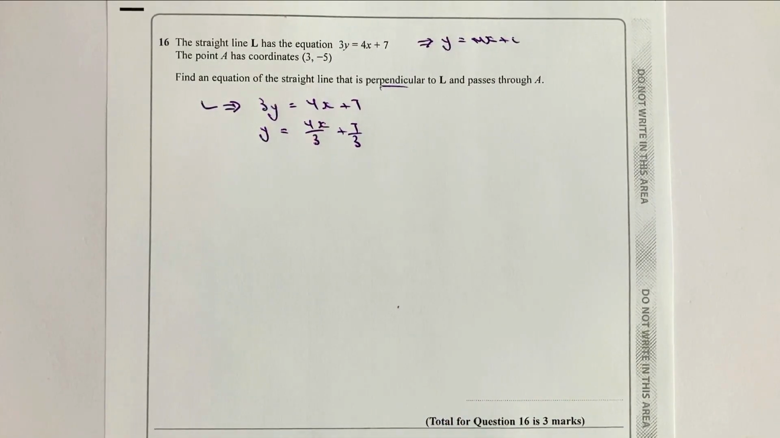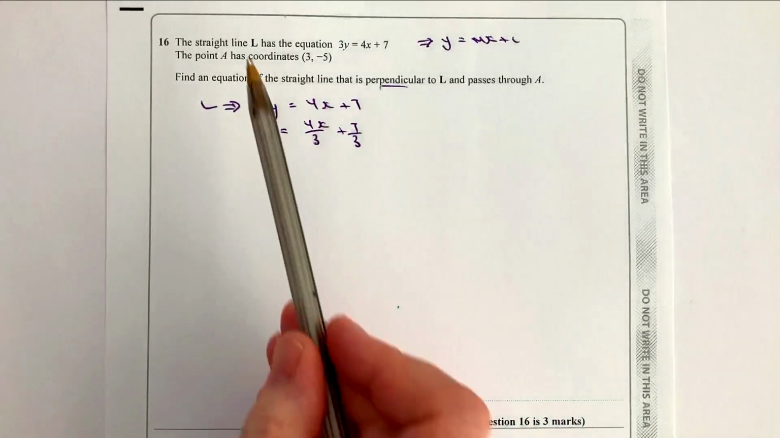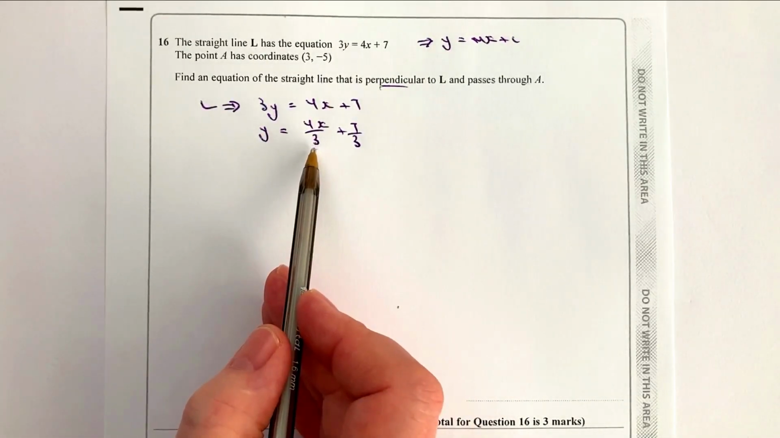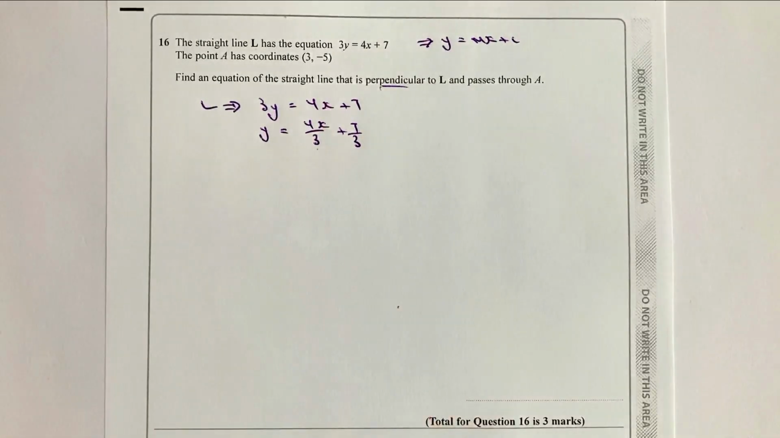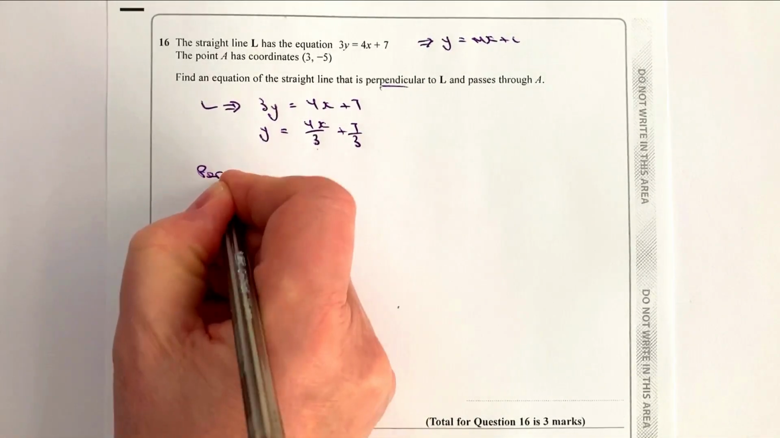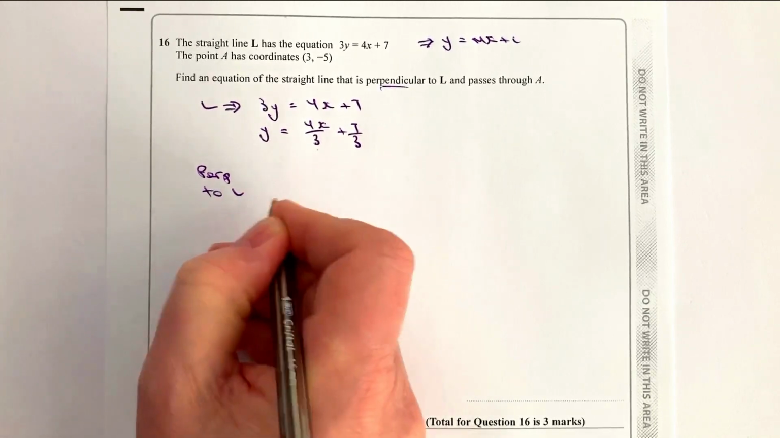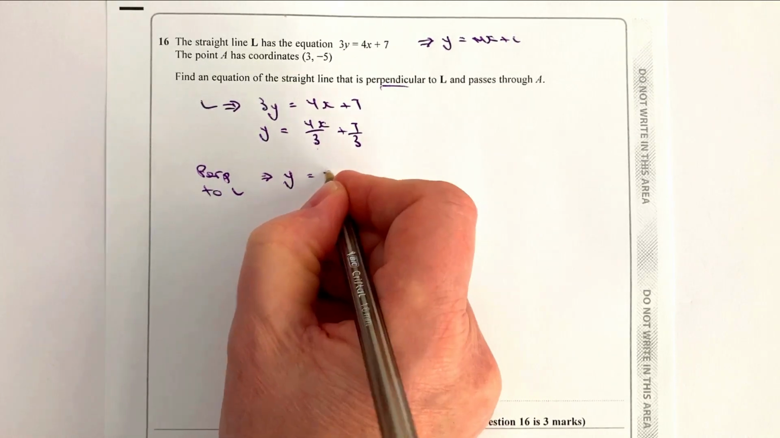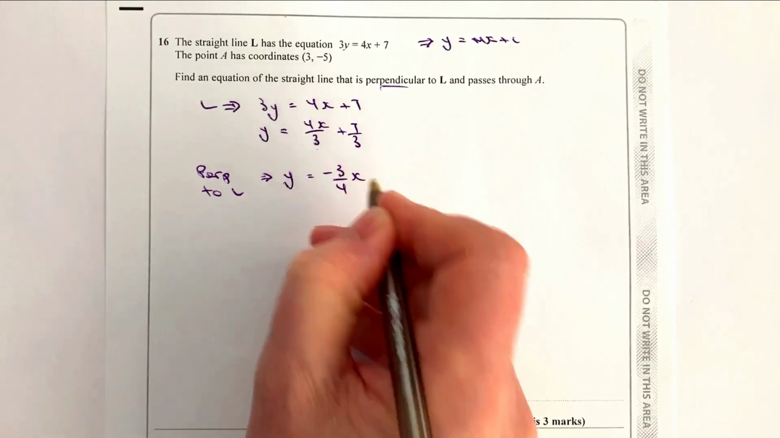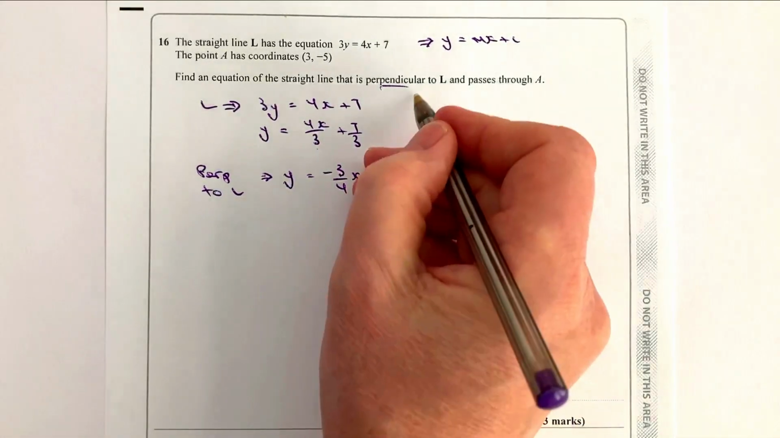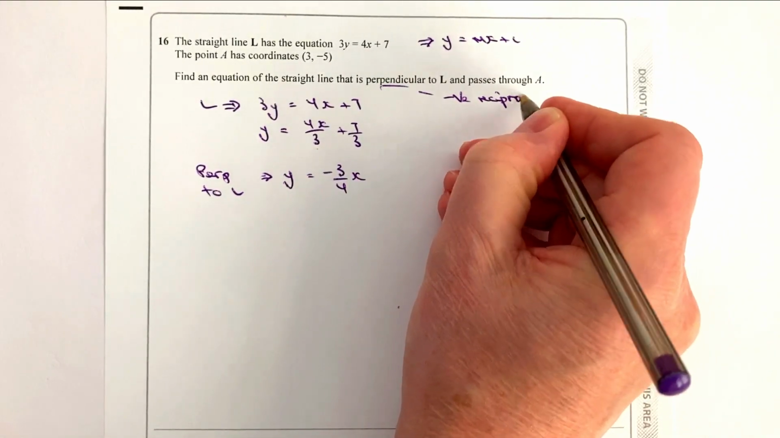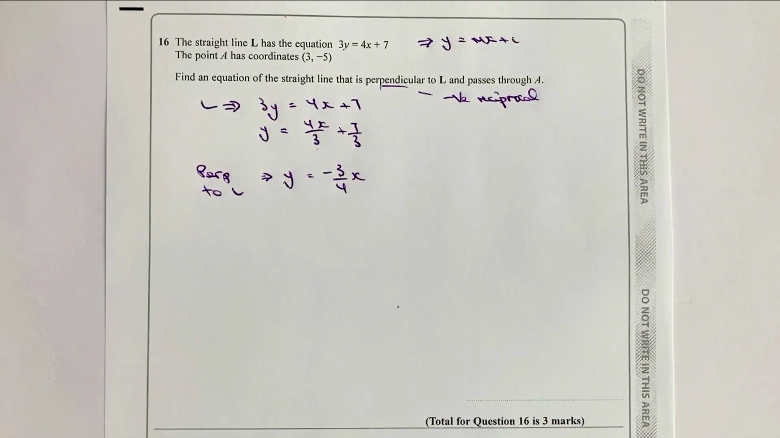Okay, so actually that is the equation of this line L. Now what it tells us is the gradient itself is 4 over 3. So therefore, if the line is perpendicular to L, then the gradient is going to be minus 3 over 4, the negative reciprocal. And if you're not sure about that, please do let me know. There are some videos on the site.